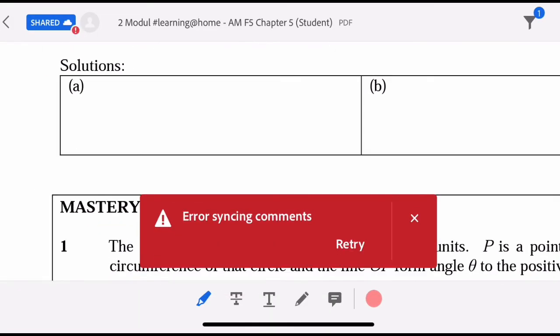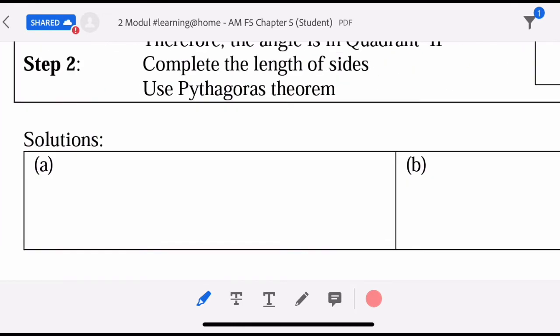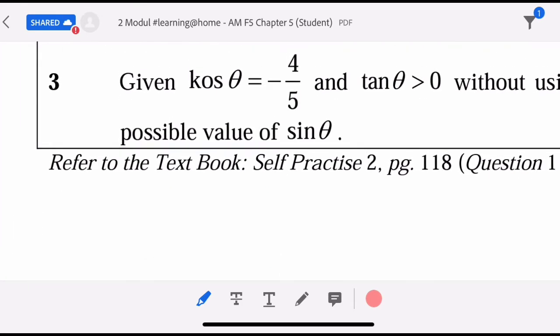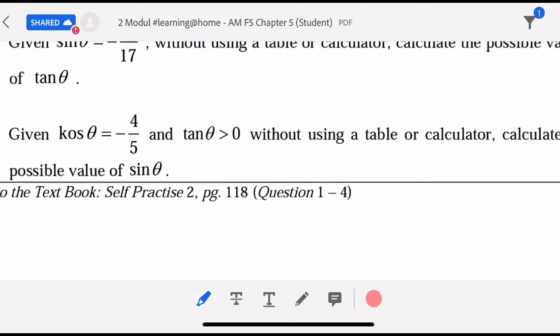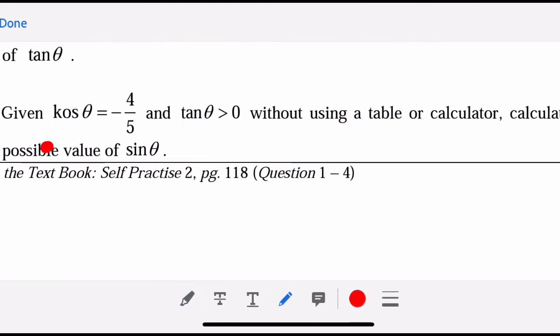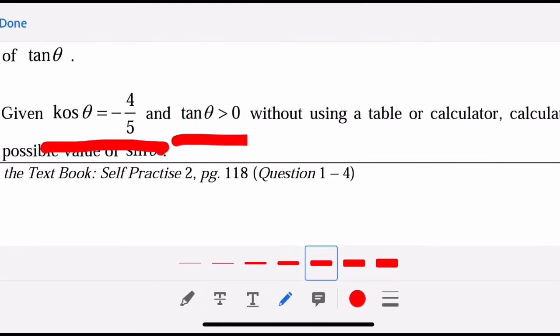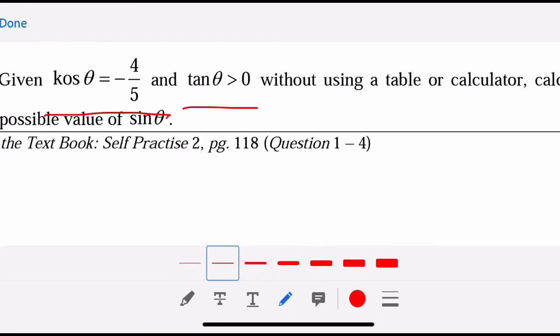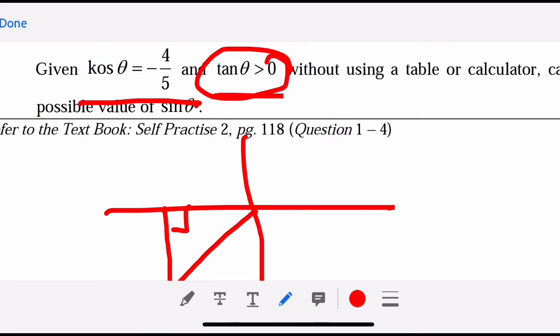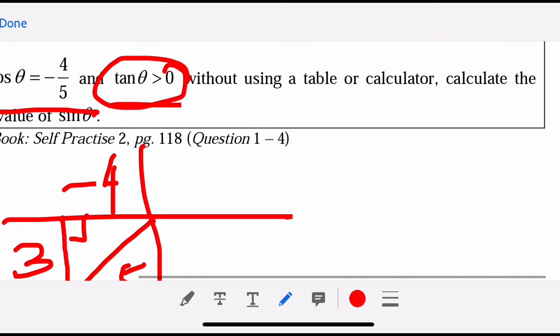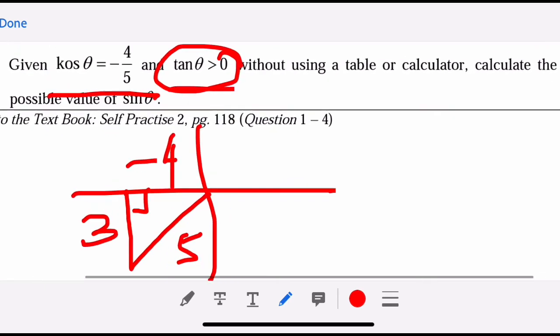Okay, for this one, we'll draw a right angle triangle. Given cos theta is negative 4 over 5, and tangent theta is positive, right? So we will sketch a triangle. Of course, the triangle we sketch will be in the third quadrant because tangent theta is positive. Cos is negative 4 over 5, so here will be 3, right? So without using a calculator, calculate the possible value of sine theta.